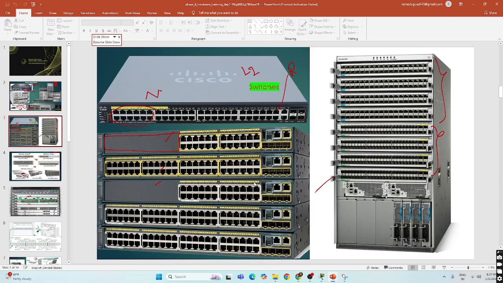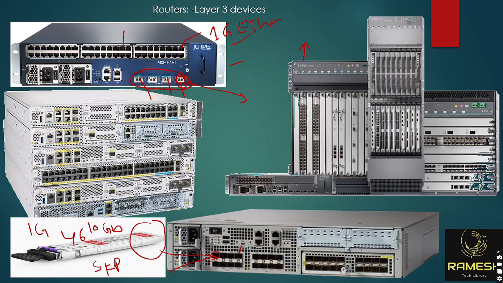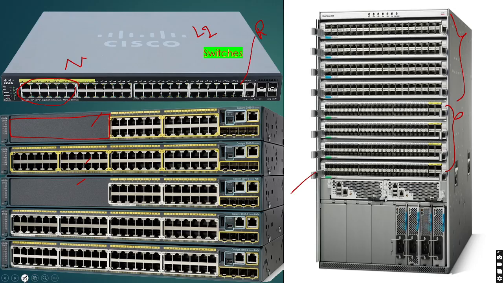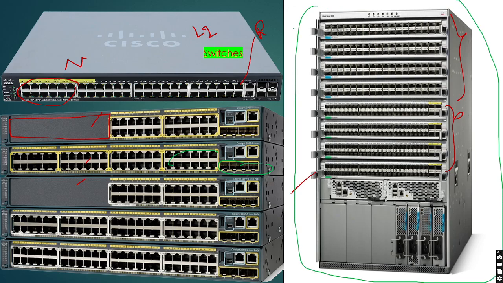These are the Nexus switches. These are the switches also, you can say. Even for switches, you will see these ports: SFP slots, Ethernet ports, and at the back end, you will see the power supply modules. This is called the Nexus 9K data center switch. See, these are the switches.